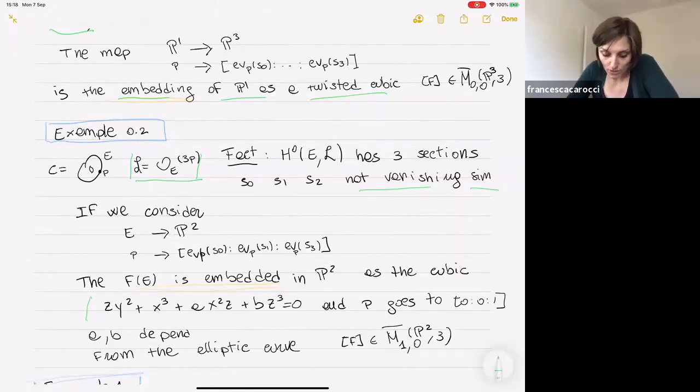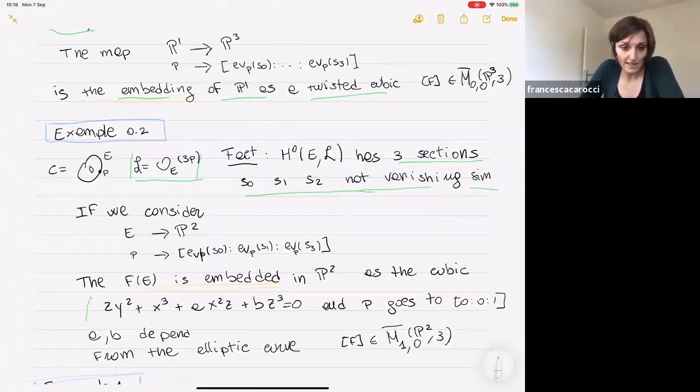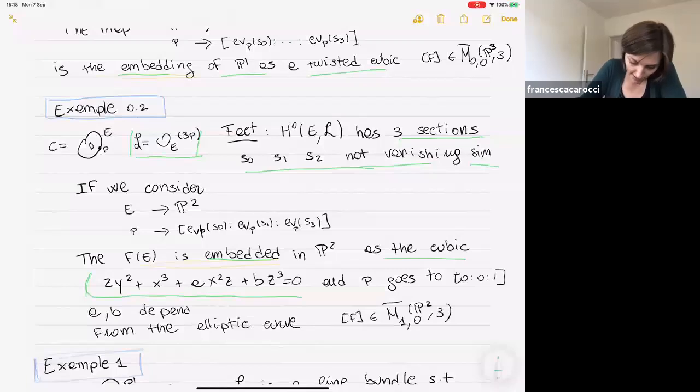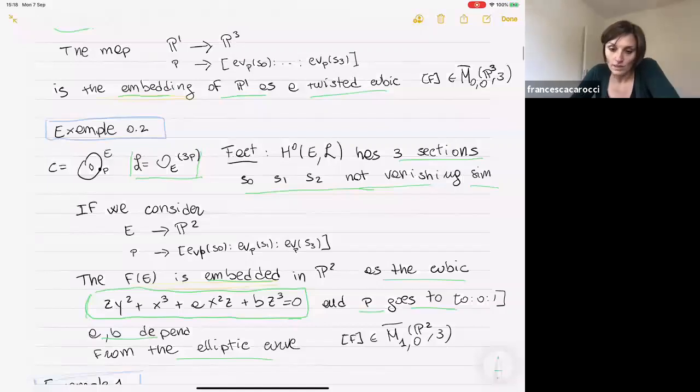Then let me remind you the following fact. The H0 of this line bundle has 3 sections, S0, S1, S2, which do not vanish simultaneously. And if we consider the map defined via evaluation by these sections, this is nothing but the embedding of this smooth genus 1 curve as a smooth cubic in P2. So the image is going to be a curve which satisfies an equation like this, where A and B will depend on the elliptic curve, so on its j-invariant. And you can see that the point P is mapped to (0,0,1).